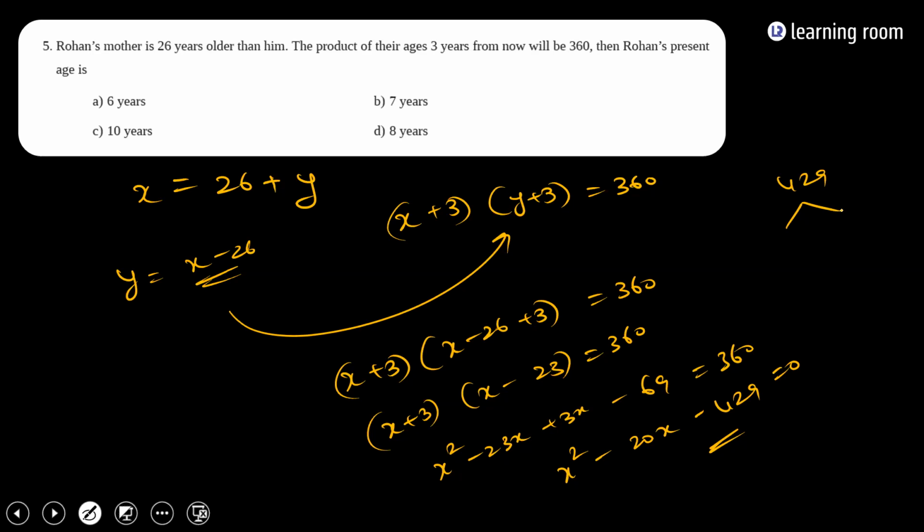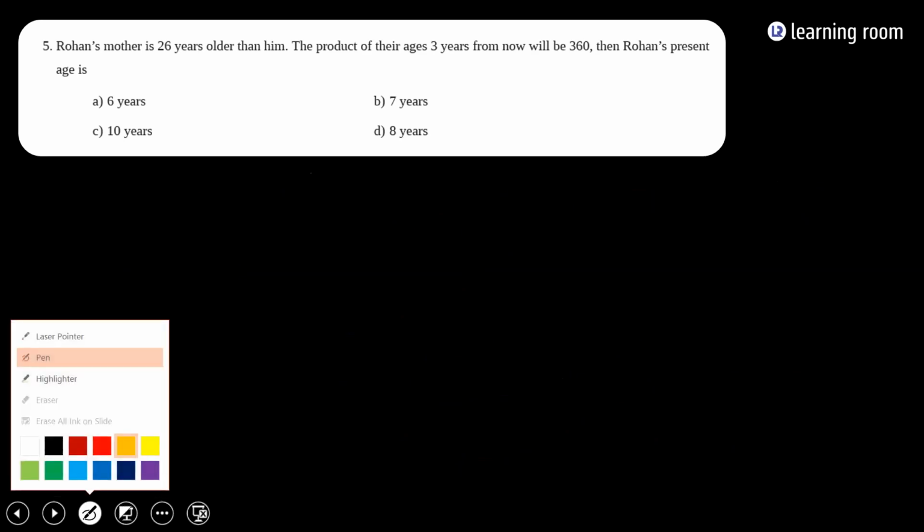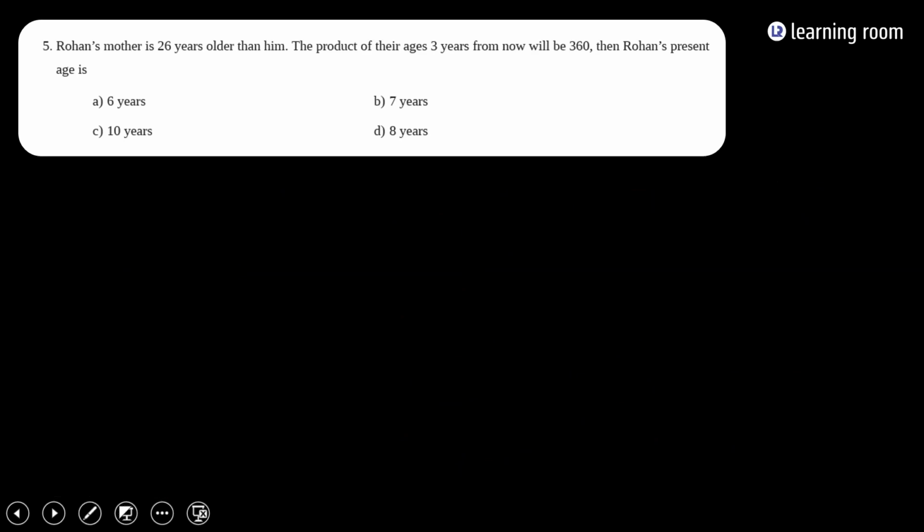Then I split the middle term. Did you do it like this? Let Rohan's age be x, right? And mother's age be x plus 26, right? So then you would have x plus 3 into x plus 29 equal to 360. You would have done it like this, but this should also work.